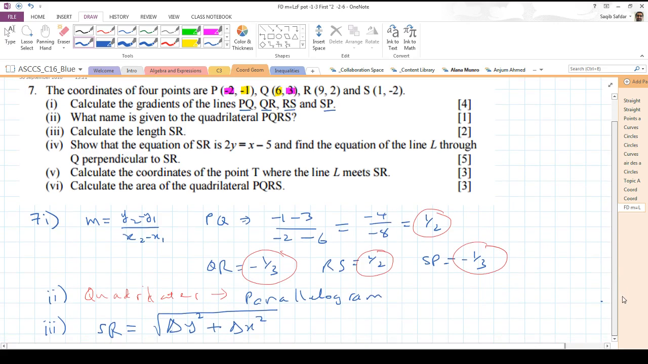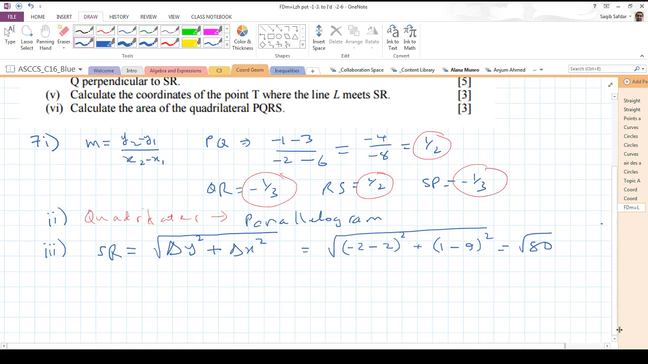Now SR is going to be equal to the square root of minus 2 squared plus 1 minus 9 all squared. Has anyone worked that out? It should give you the square root of 80. Yeah, so you've got 4 squared 16, 8 squared 64, and that should give you 80. Square root of 80. Alright.